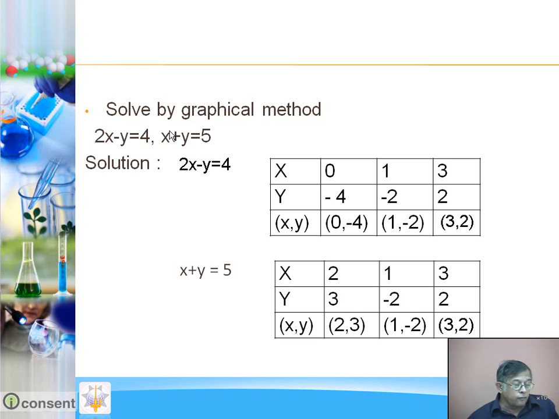Again, these are linear equations. See, the degree of x and y is 1. Here also the degree of x and y is 1. So these are linear equations.